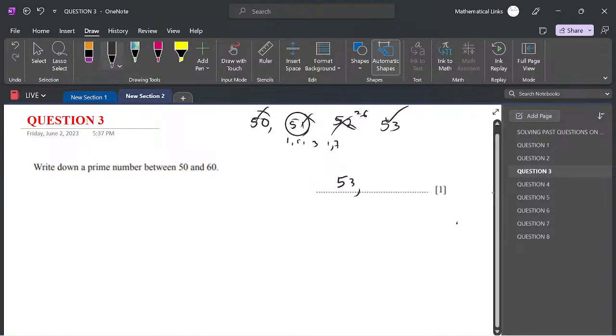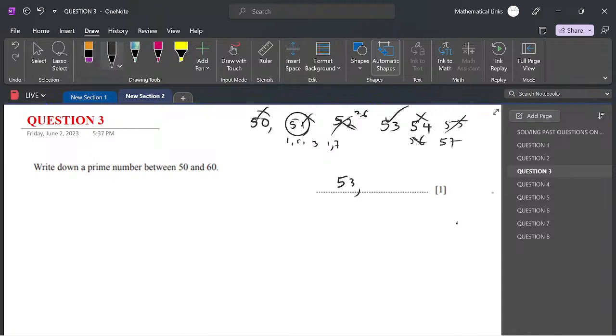Okay, so if you go, the next one will be 54, and 54 obviously is not a prime number. 55 is not a prime number. 56 is not a prime number. 57 is a prime number, right?